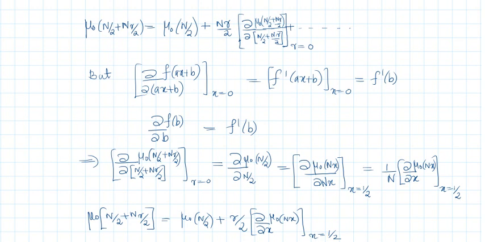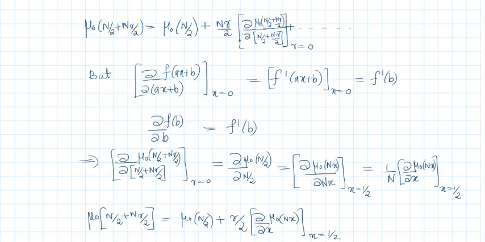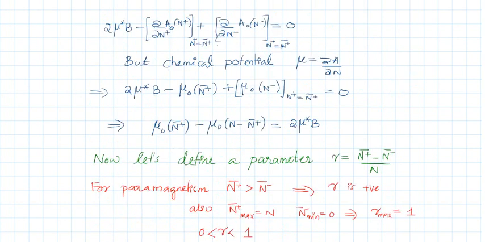By neglecting all the higher order terms, this is the Taylor expansion of mu 0 of n by 2 plus nr by 2. Similarly, for mu 0 of n by 2 minus nr by 2, you will get mu 0 of n by 2 minus r by 2 dou by dou x of mu 0 of nx evaluated at x equal to half. If you take the difference, you will get this as r into dou by dou x of mu 0 of nx evaluated at x equal to half. So substituting back in this expression, 2 mu star b is equal to this difference.